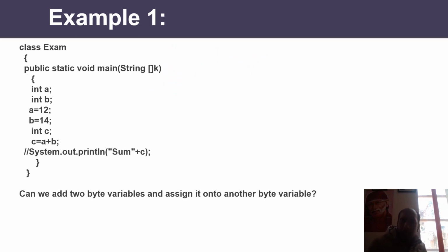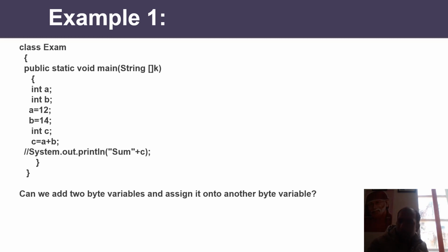I have created a class Exam. In the class I have created a main method, taken some integer variables, very simple. I have assigned two values: A is assigned 12 and 14 is assigned to B, and then I'm adding A plus B and printing the value of C. So you all know that the output will be 26.